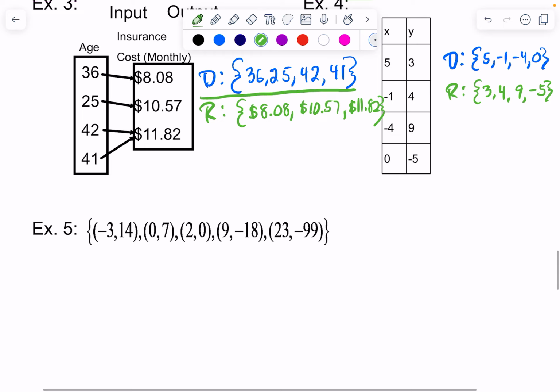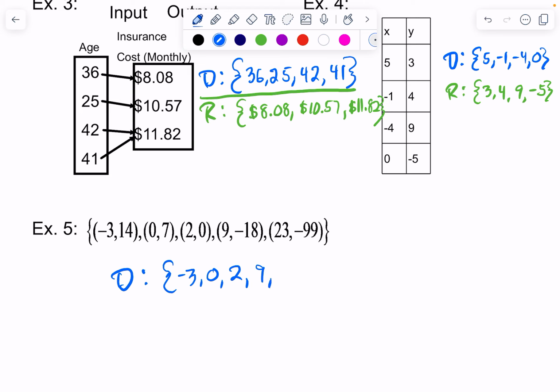And then here for a set of ordered pairs. Once again, they've given you specific values. So my domain here would be braces, -3, 0, 2, 9, and 23. And for my range, I've once again got specific values of 14, 7, 0, -18, and -99.